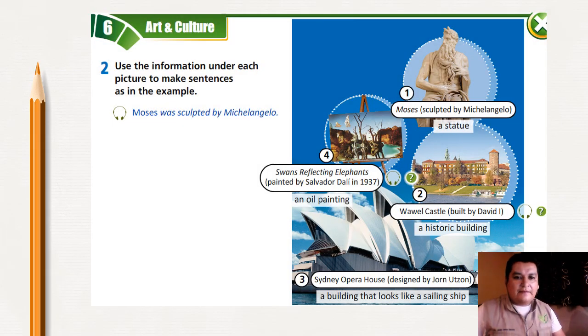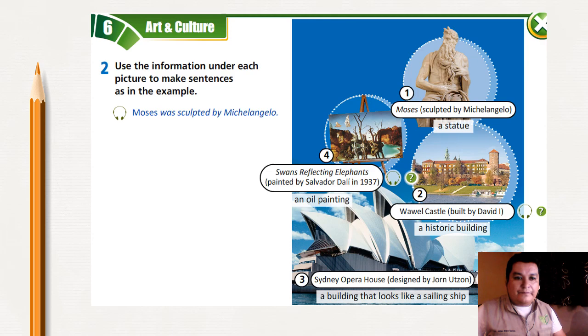Okay, the first activity. Use the information under each picture to make sentences as in the example. Number 1. Moses, sculpted by Michelangelo. What is this? A statue. So, you are going to write an example like this. Moses was sculpted by Michelangelo.